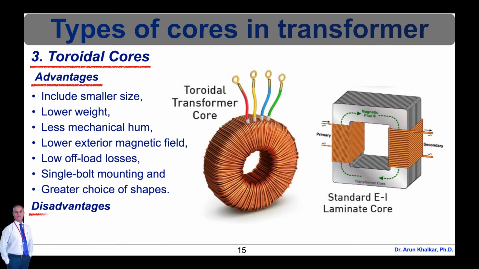The main disadvantages are higher cost and limited power capacity. Because of the lack of a residual gap in the magnetic path, toroidal transformers also tend to exhibit higher inrush current compared to laminated EI types.